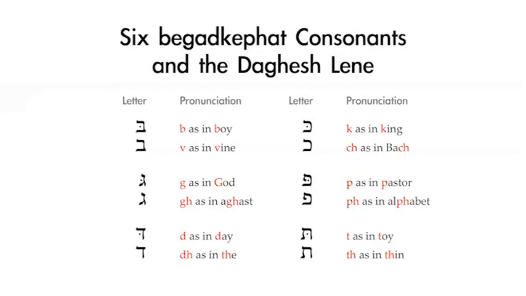6 of the letters in Hebrew have 2 possible pronunciations. There's a hard pronunciation and a soft pronunciation. These are the 6 Begad Kafat consonants. Now, the word Begad Kafat is going to sound strange to you, and it is strange. It's a made-up word. In fact, it's a mnemonic device.